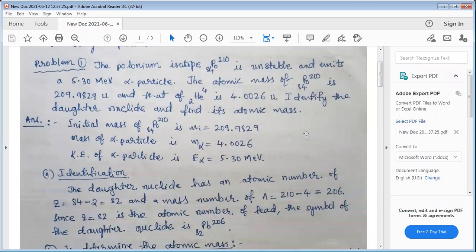The first problem is that the polonium isotope Po-210 (84, 210) is unstable and emits a 5.30 MeV alpha particle. The atomic mass of polonium-210 is 209.29829 units, and that of helium-4 is 4.0026 units. Identify the daughter nuclide and find its atomic mass.